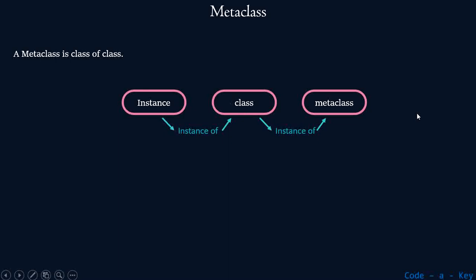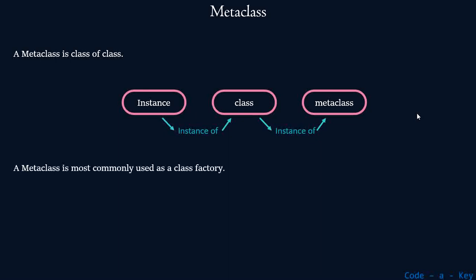While a class defines how an instance of an object behaves, a metaclass, on the other hand, defines how a particular class behaves. Every class that we create in Python is an instance of a metaclass. That is very much important.